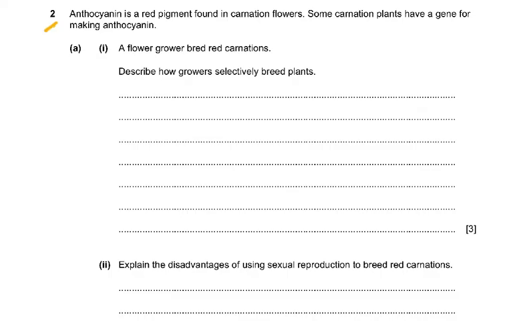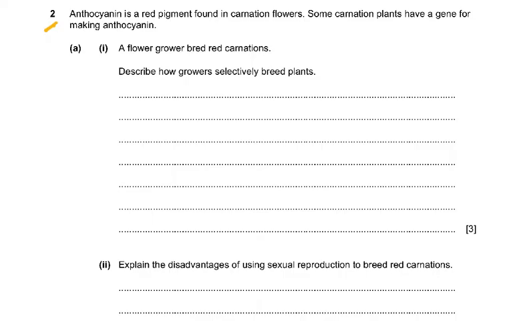Question number 2. Anthocyanin is a red pigment found in carnation flowers. Some carnation plants have a gene for making anthocyanin. A flower grows red carnations. Describe how growers selectively breed plants. So you breed the plants with a desired feature, and you choose the offspring for the desired features.